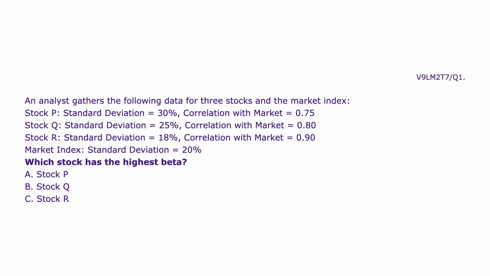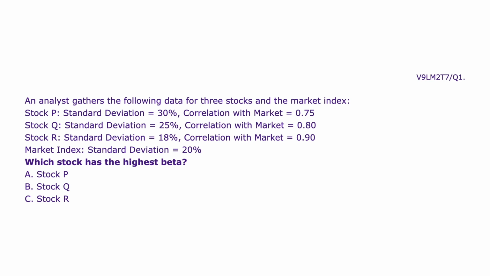Stock P, standard deviation equals 30%, correlation with market equals 0.75. Stock Q, standard deviation equals 25%, correlation with market equals 0.80. Stock R, standard deviation equals 18%, correlation with market equals 0.90. Market index, standard deviation equals 20%.